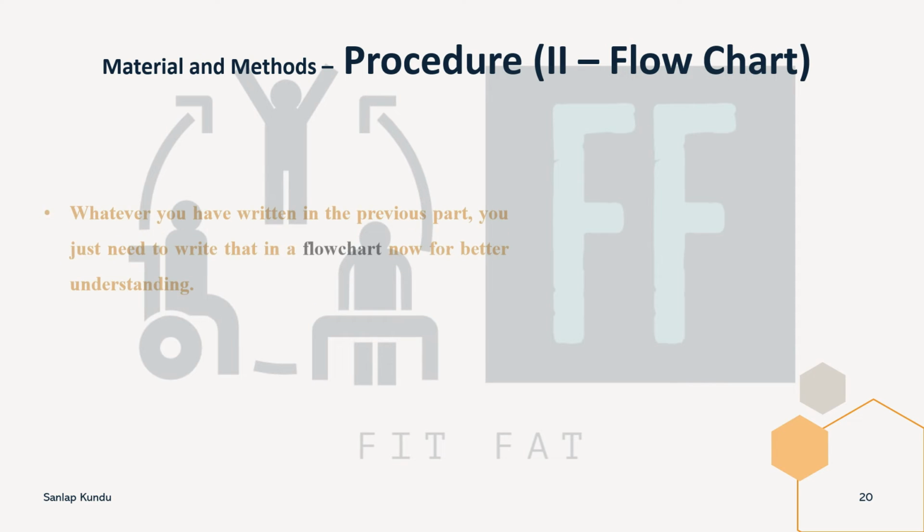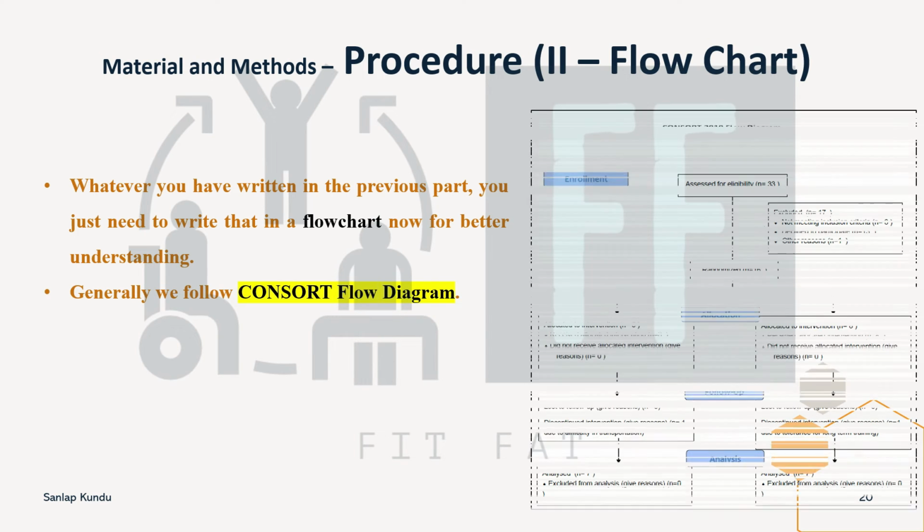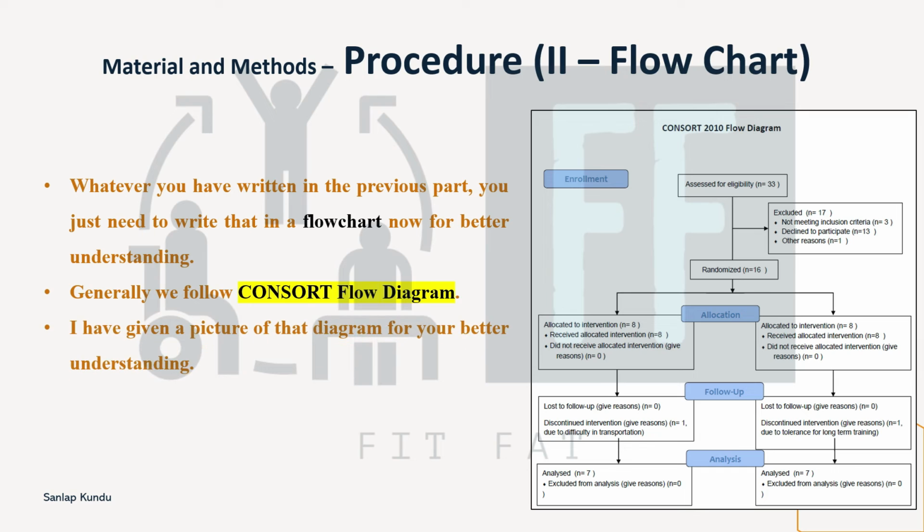Now you need to write the procedure again in a flowchart format. Whatever you have written, you need to write in a flowchart for better understanding of the reader. Generally, we follow the CONSORT flow diagram. Here is the diagram, and I have given a picture of it for your better understanding. This is the CONSORT 2010 flow diagram. It has 4 parts: enrollment, allocation, follow-up, and analysis. In the enrollment part, you just need to mention how you are assessing the patients and how you're doing the randomization process.